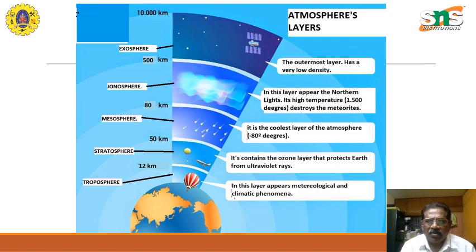The same thing here, the outermost layer has a very low density. The ionosphere in this layer is where the northern lights appear. Its high temperature is around 1500 degrees and destroys the meteorites when they enter the Earth's atmosphere. Mesosphere is the coolest layer of the atmosphere, minus 80 degrees. And much nearer when you come down, you have the stratosphere. It contains the ozone layer, as we said earlier, and protects the Earth from the ultraviolet rays. The troposphere, where the meteorological and the climatic phenomena occur, is the closest to the Earth.